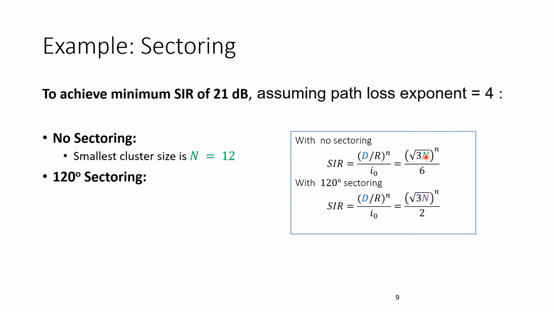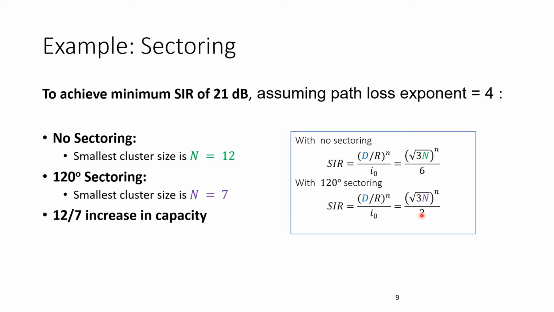Now, for the case of the 120 degree sectoring, we'll use this equation instead. And if we solve for N, you try it yourself. You can pause the video now. I'm going to say the answer. The answer is N equal to 7. That means we have an increase in capacity, almost double, in fact to be more exact 12/7, using this simplified equation.